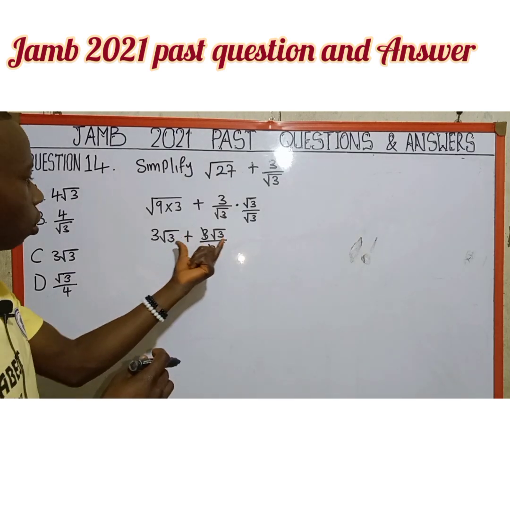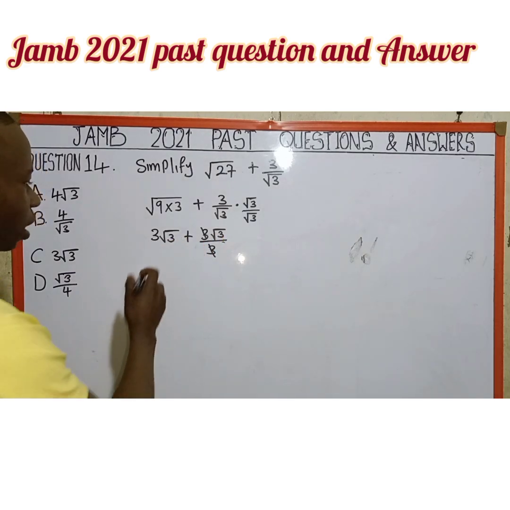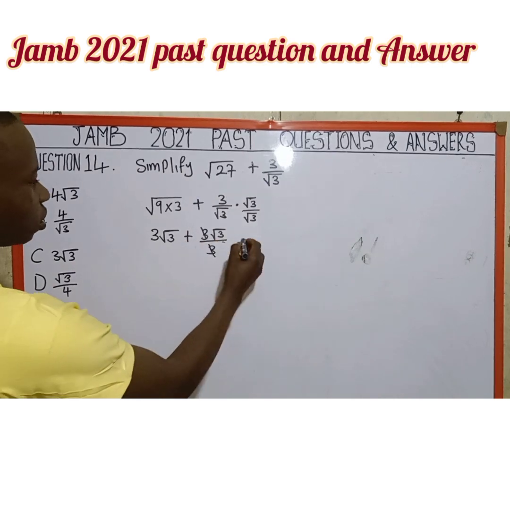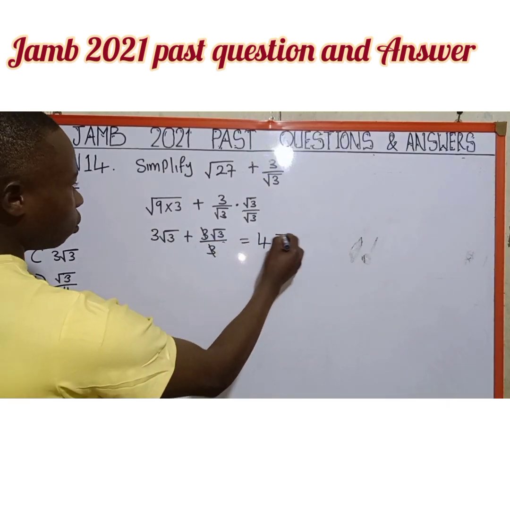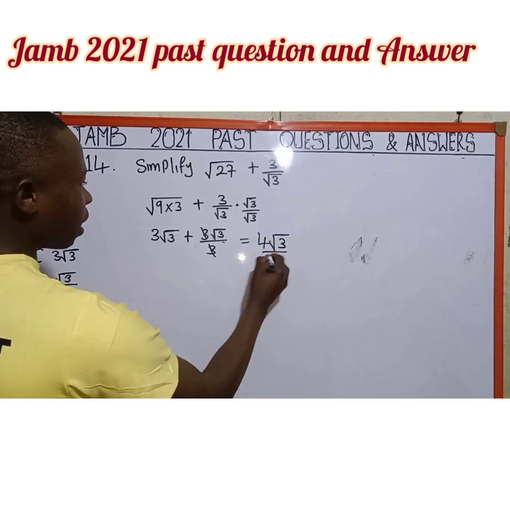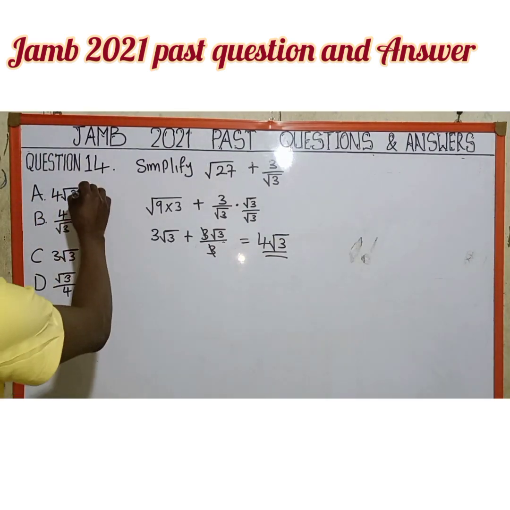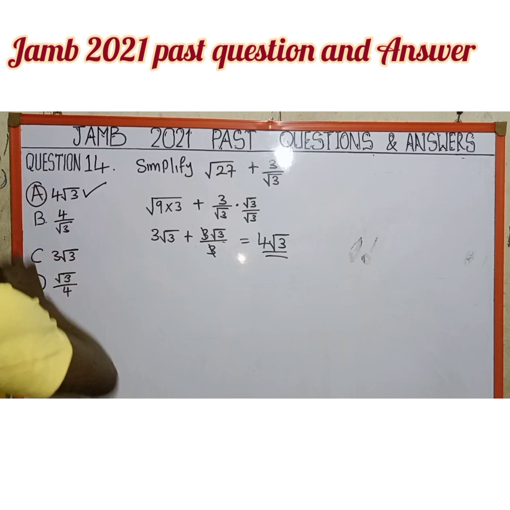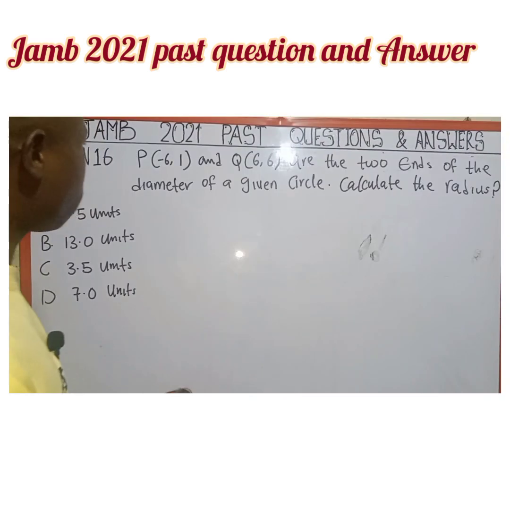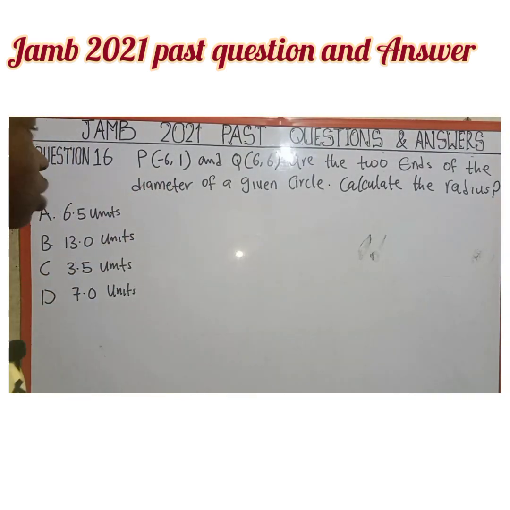So we can add them together. 3 root 3 plus root 3 is going to give me 4 root 3. So this is my answer. So if you check option A to D, A is the correct answer, which is 4 root 3. That's for question number 16 in JAMB 2021.